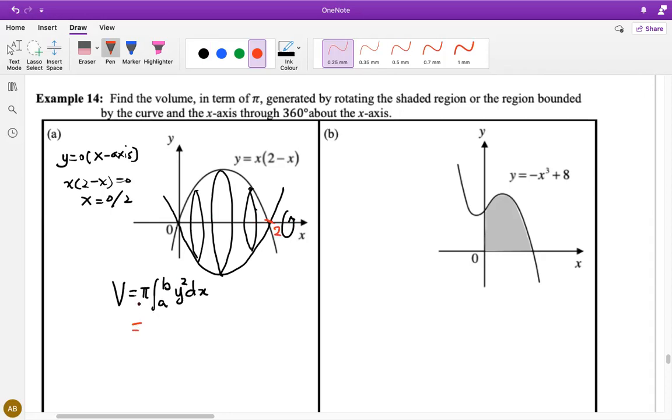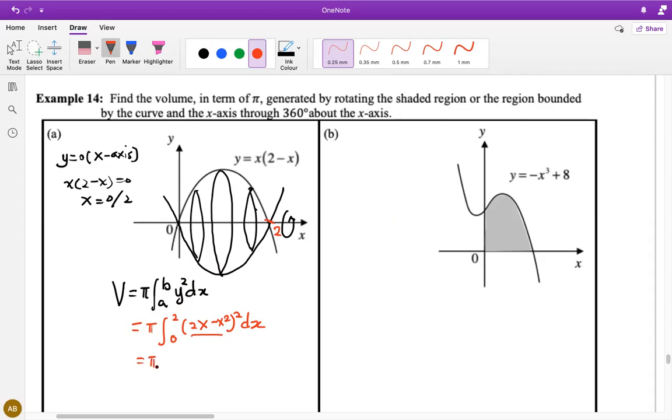That means the curve will revolve from 0 to 2. And y squared will be (2x minus x squared) squared dx, right? So remember to square. You have to remember that the volume of a cylinder is pi r squared h. If you remember pi r squared h, then you will remember that when you want to find the volume, it must be y squared dx if you revolve at the x-axis. If you revolve at the y-axis, then it's x squared dy, right?